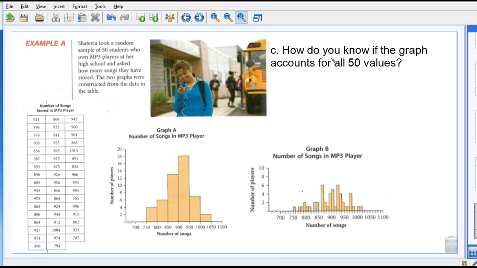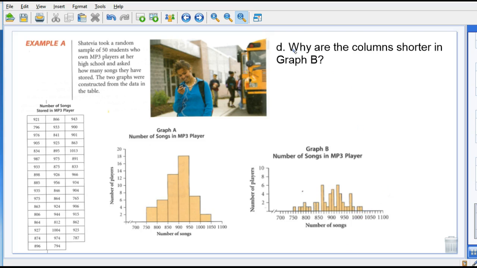So question C, how do you know if the graph accounts for all 50 values? What we can do is actually count. The frequency is 4, and then it's 6, and then we have 14, and then it's 18, and we go back to 8, and then you go back down to 2. So if you add all these numbers up, you would get to 50, and similarly if you were to do the same thing for graph B.